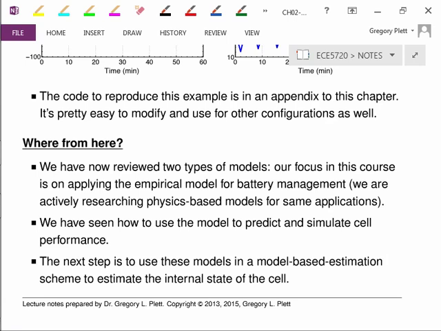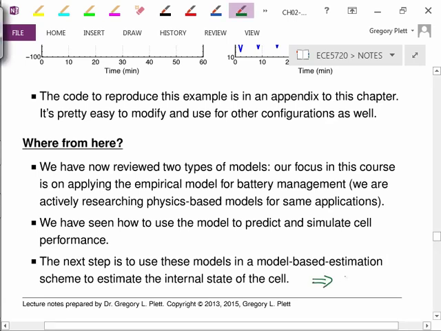But in the next chapter, in chapter 3, we spend a lot of time going pretty deep into model-based estimation to estimate the internal state of the cell, and maybe the biggest highlight out of this is an estimate of state of charge of this cell, which we'll call Z hat. So let's move on. Let's begin to look at state estimation for a battery cell using the models that we've developed.